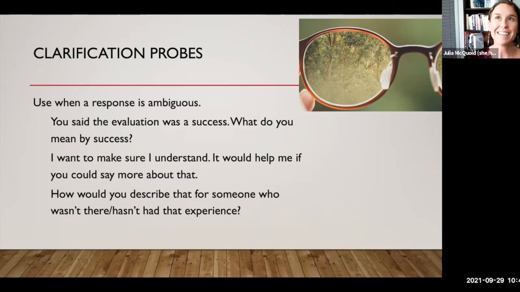And I've even used really nerdy phrasings like, just imagine I'm an alien and I have no idea what you're talking about. Can you describe that for someone who really has no point of reference? All right, next one.